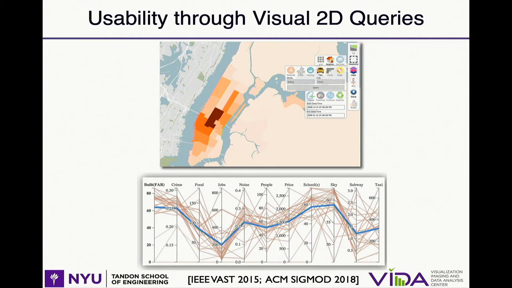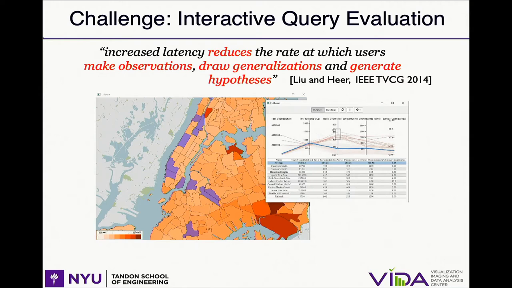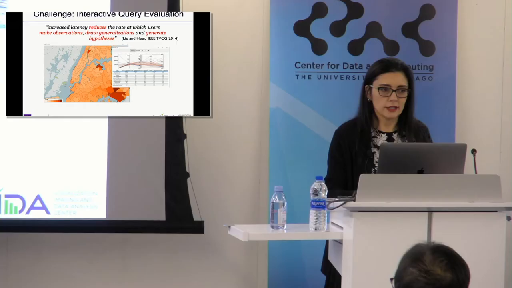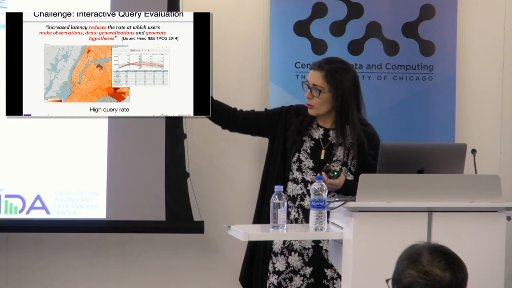So this is great, but then we have a challenge. And the challenge is that these queries can be very expensive. And there are studies which show that a slow response time, even a response time greater than 500 milliseconds, can greatly hamper the user's ability to make observations, do generalizations, and generate new hypotheses. And as you've seen in Urbane, even though we're dealing with lots of data in all of New York City, you can actually do that interactively, even in such an application where each interaction the user has with the parallel coordinates or with the heat maps actually derives a very large number of queries to the backend.